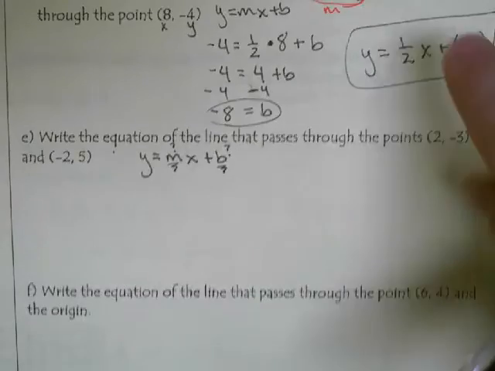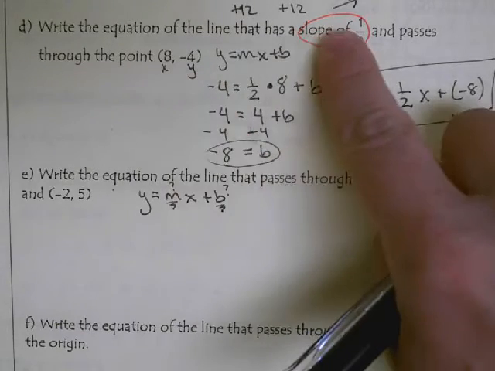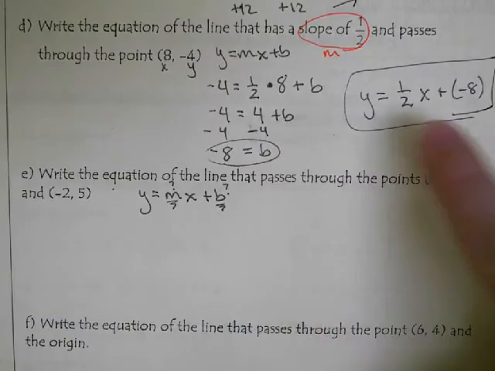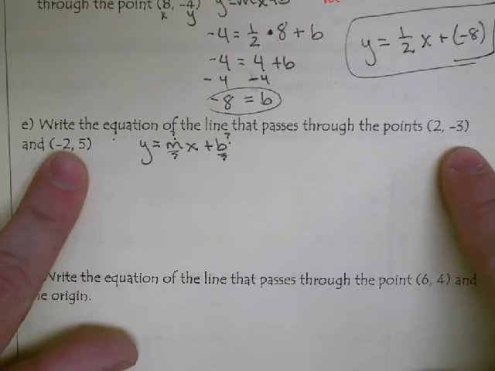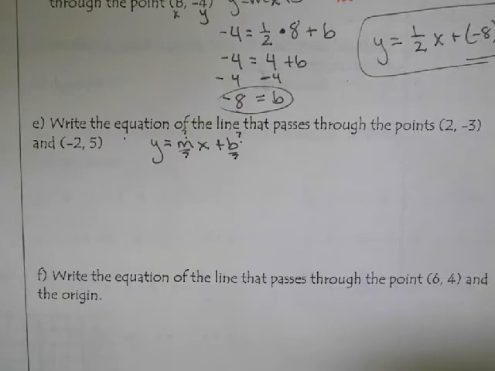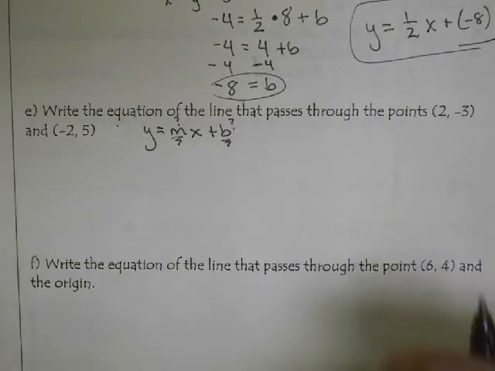Well, we just discussed that if I have a slope and one point, I can figure out what b is. But unfortunately, I don't have a slope. All I have is 2 points. So how can I use the 2 points to find a slope? We can use that slope formula.